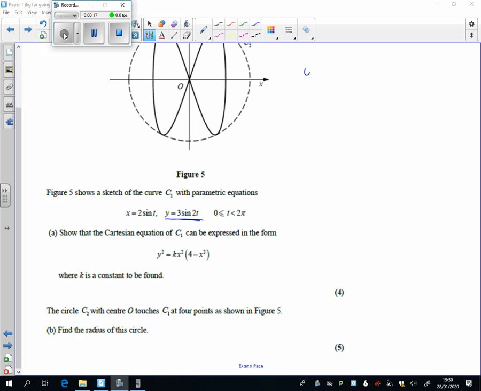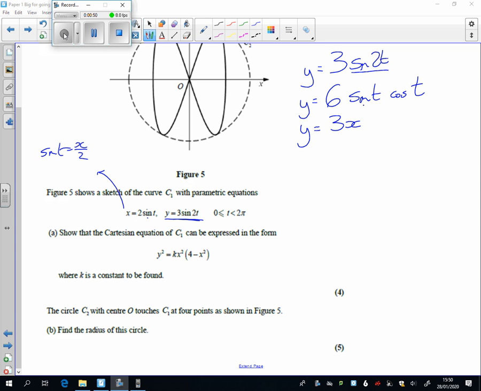Let's write that out. Y equals 3 sine 2t. And you know that sine 2t is 2 cos t sine t. So I've got 6 sine t cos t. That's what y is. And actually, look, sine t is not too bad. Sine t I can get from here. Sine t is clearly just going to be x over 2, isn't it? So I've got y equals 6 lots of x over 2. So I've got 3 x's times by cos t.